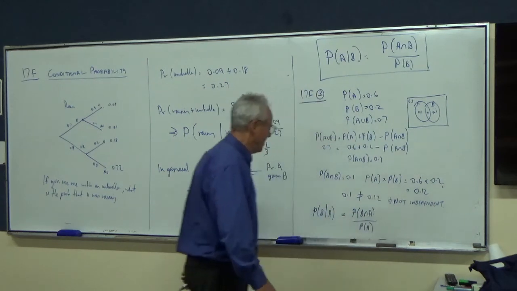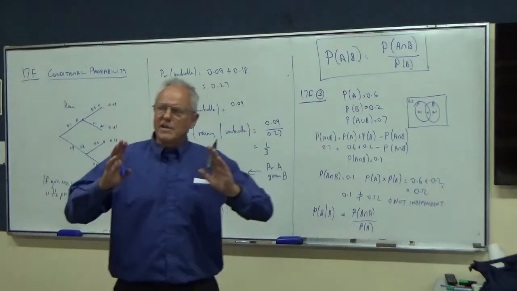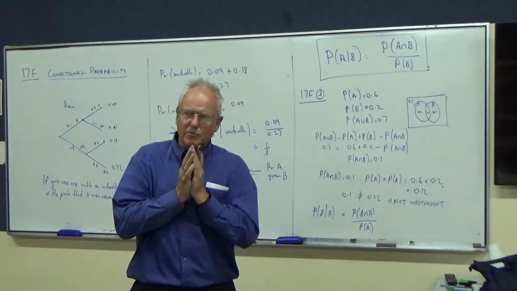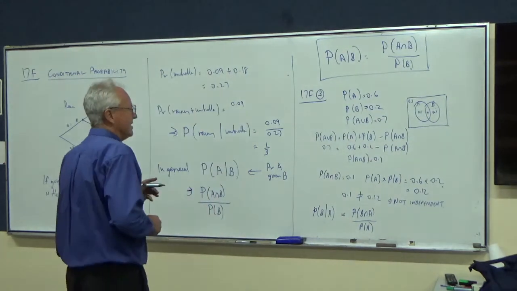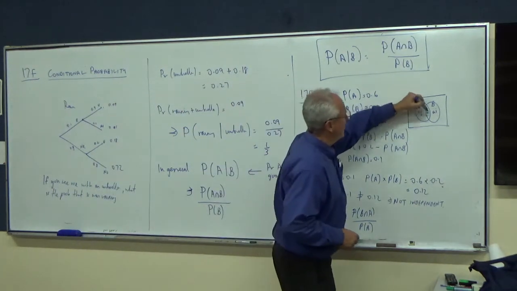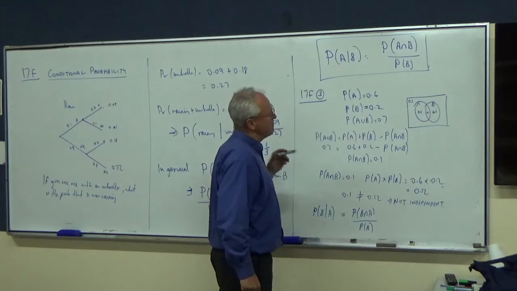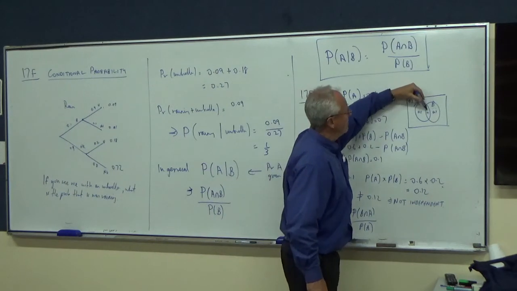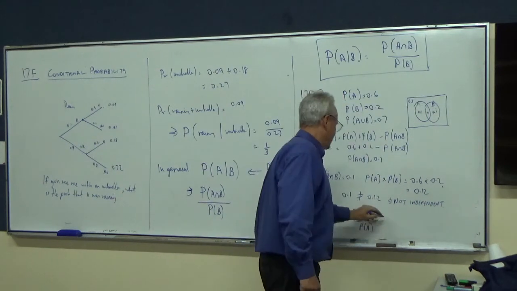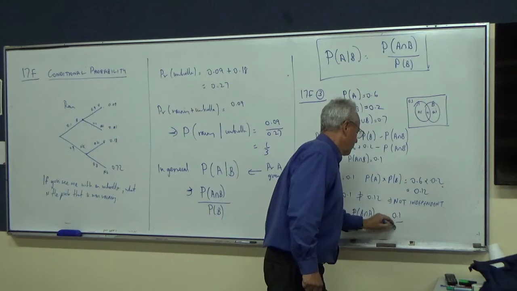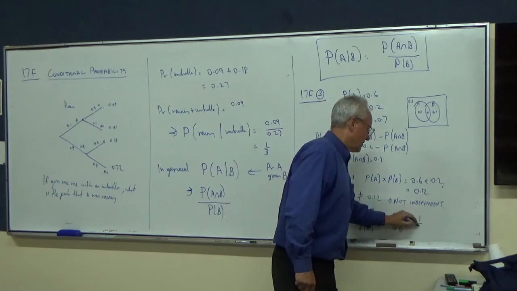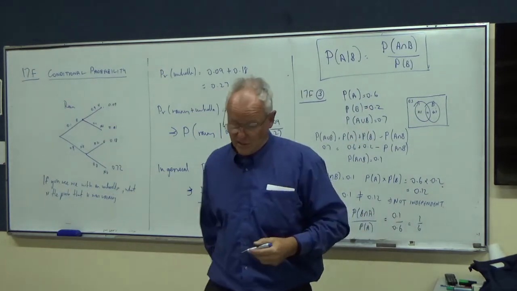Probability of B given A is the probability of B intersection A over the probability of A. You're given A, so that gives you a restricted sample space. You're told that A has happened. So we're down to just that 0.6. What's the probability of B given A? It's that 0.1 out of 0.6, which equals 1/6, or we can write that as a decimal.